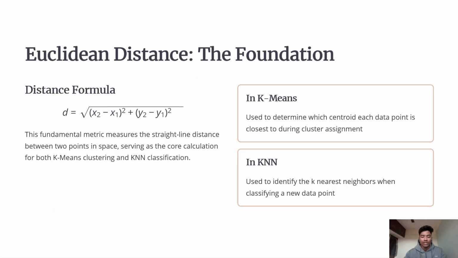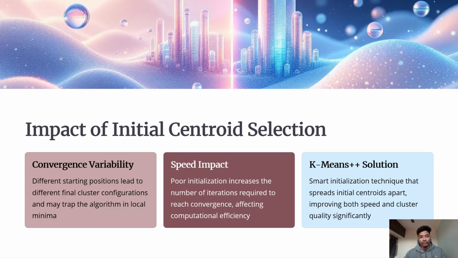Now, let's see why initial centroids matter. The starting centroids in k-means can drastically change the final clusters. Bad initialization means more iterations and poor clusters. Good initialization means fast convergence and strong results. K-means plus plus improves this by smartly spreading out initial centroids, giving better and more stable clusters.